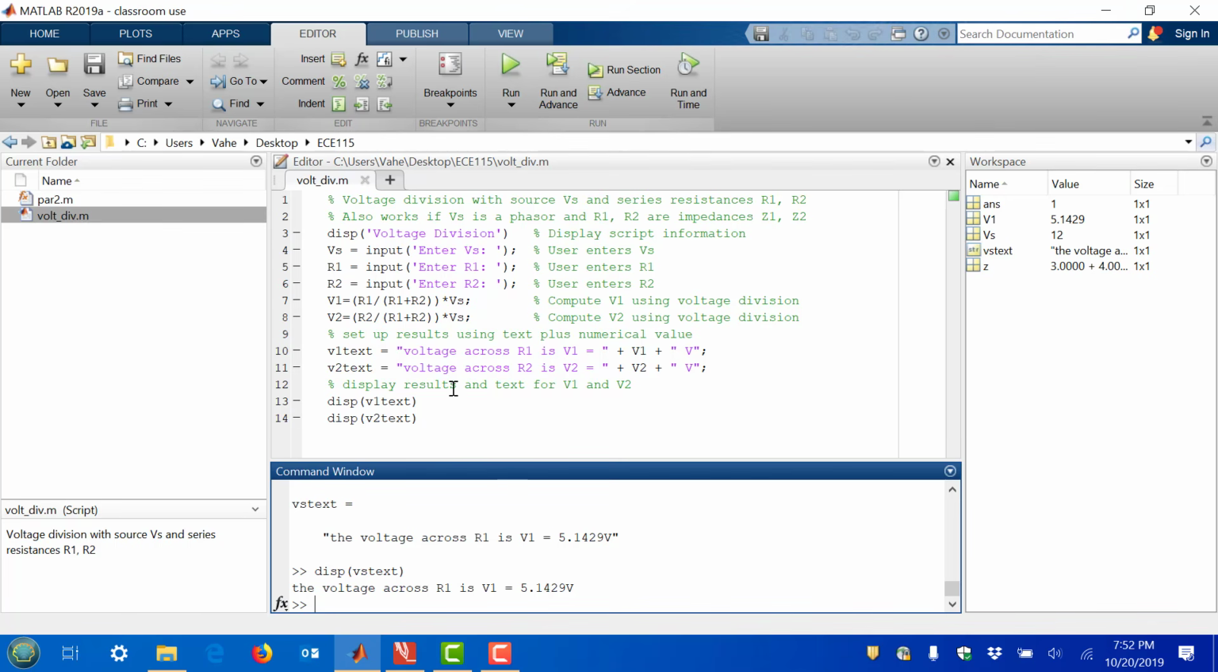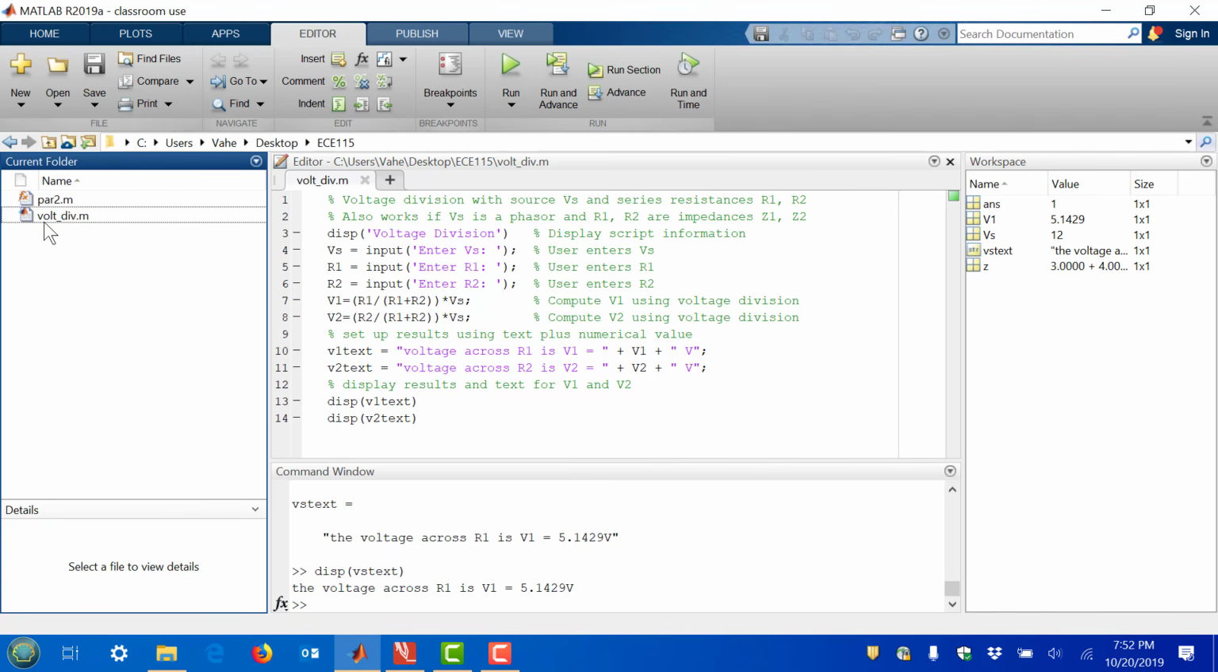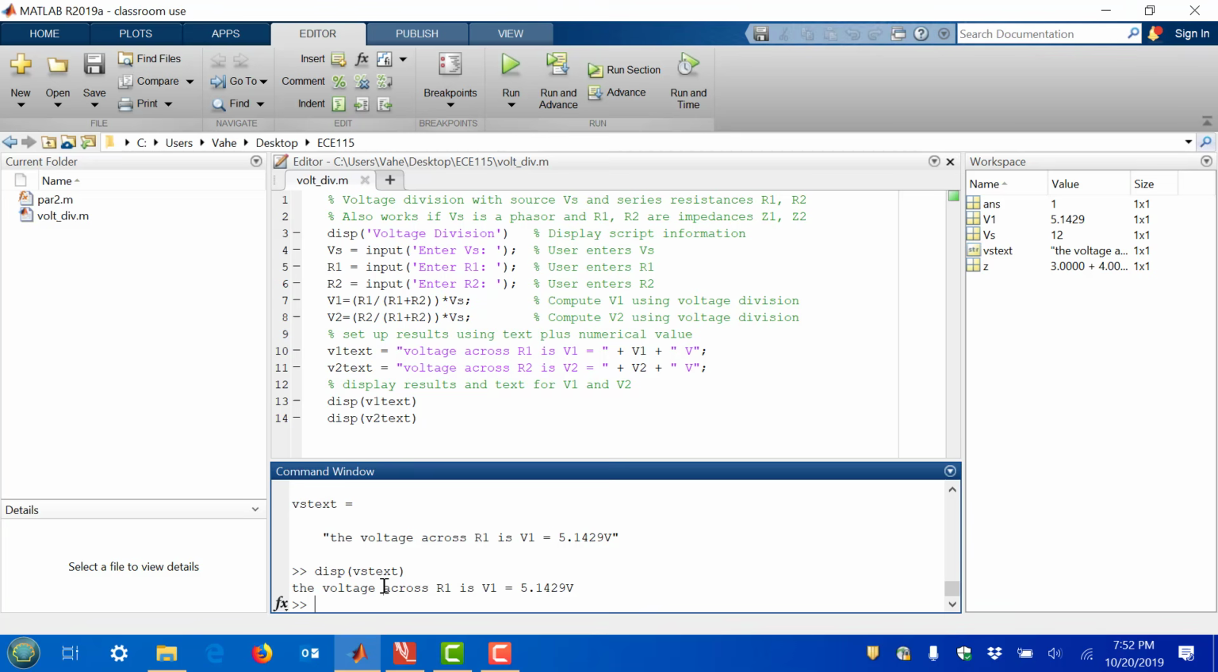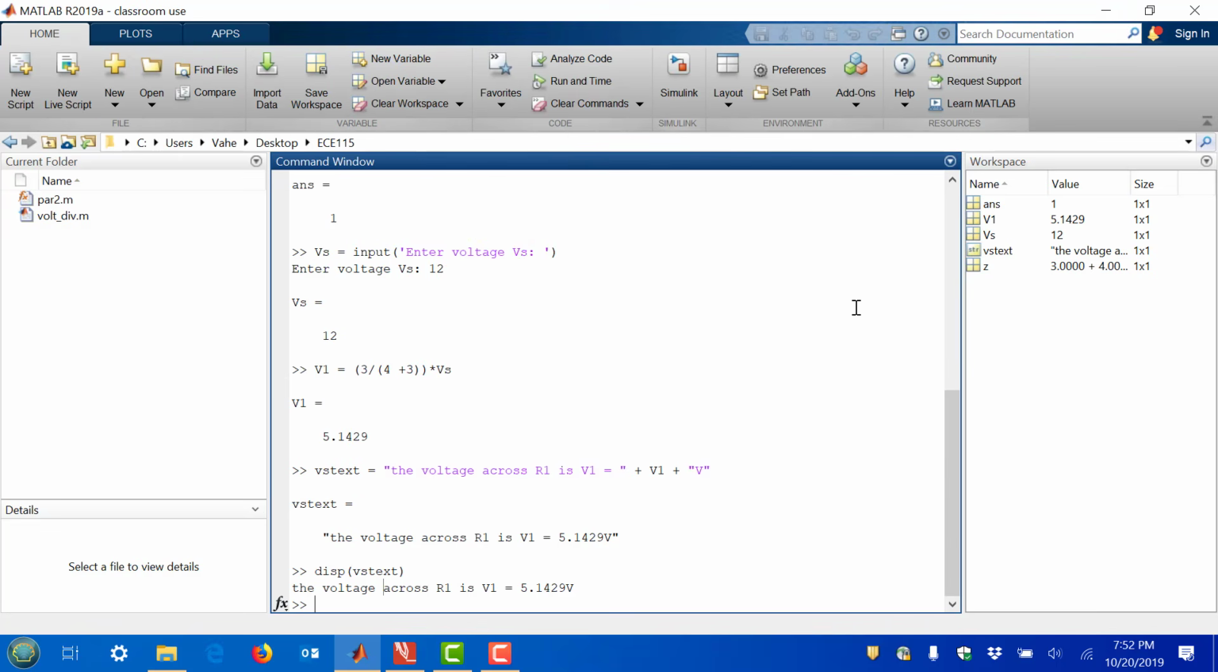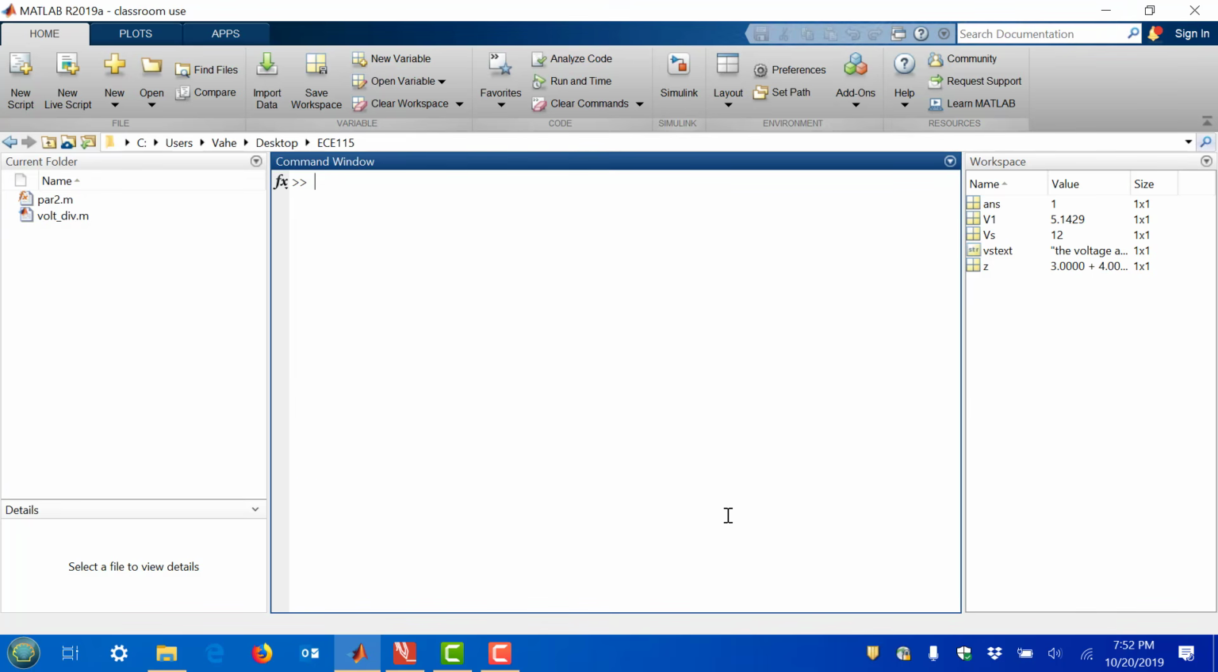Now, how do you run this? Assuming the file name volt_div appears in your current folder, you just type its name. Let me get rid of this for now, because you know what volt_div does basically. So let me clear. If you type in volt_div, or whatever you call the program, and run it, it'll say voltage division.